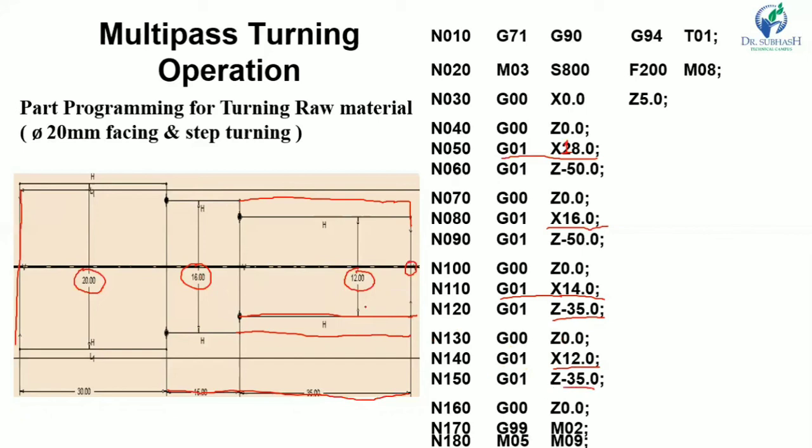Okay, so this is the step turning. Then G99, M02, M05 and M09. Okay, so in this way you can make the part program for a multi-pass turning operation.